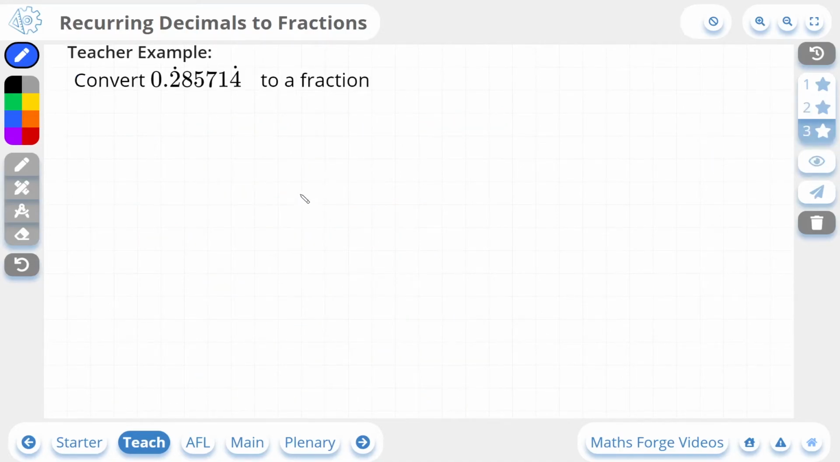Now we'll do a 3-star example. We're being asked to convert 0.285714 recurring to a fraction. So the first thing I'm going to do is assign an x to it. So I'm going to say x is equal to 0.285714 with a recurring point over the 2 and the 4.